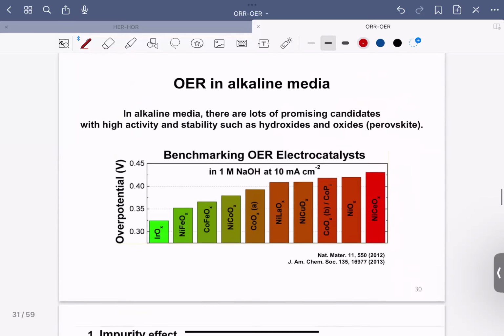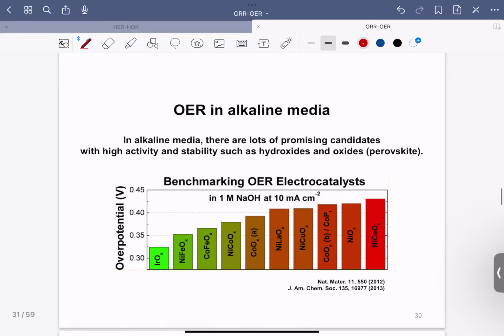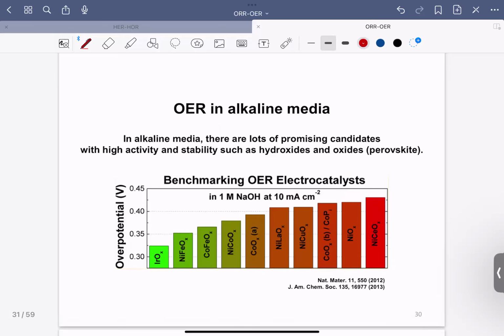So, not surprisingly, people are aware that in acidic media, it is not a good idea to design electrocatalysts, because if you design a high catalytic activity, we always pay for the stability, as the rule of the activity and stability.